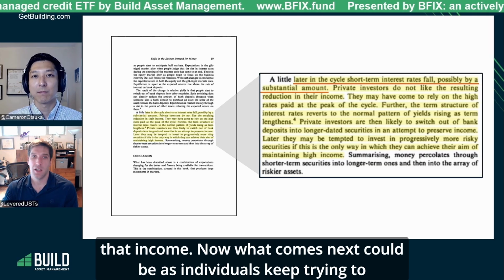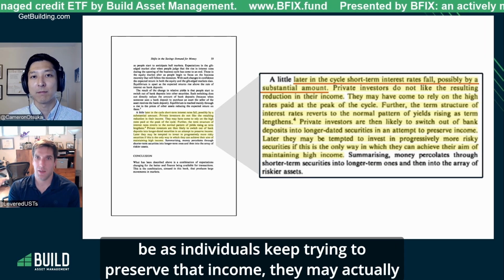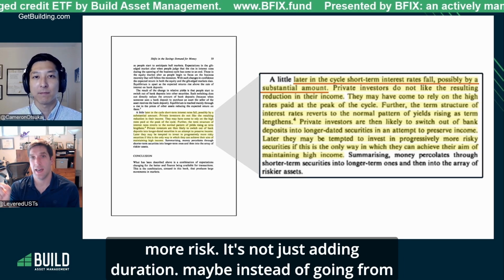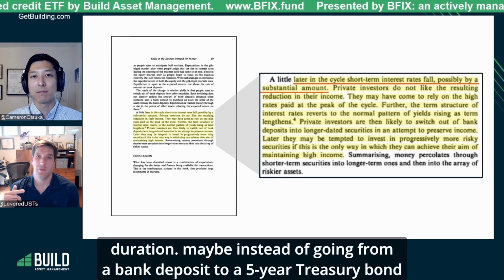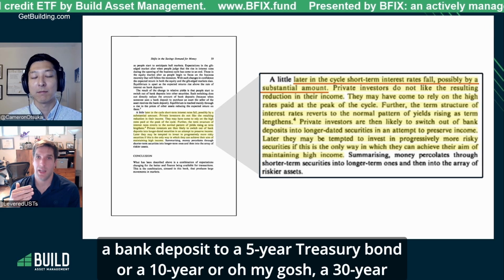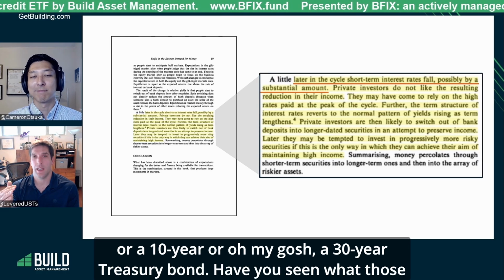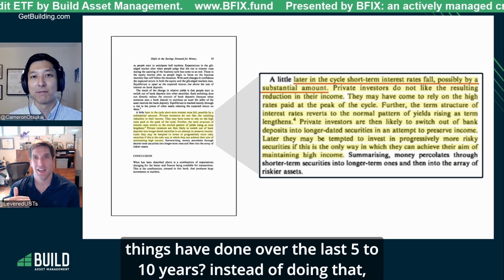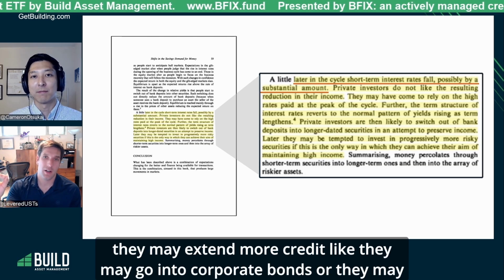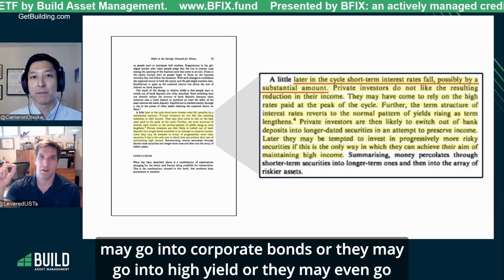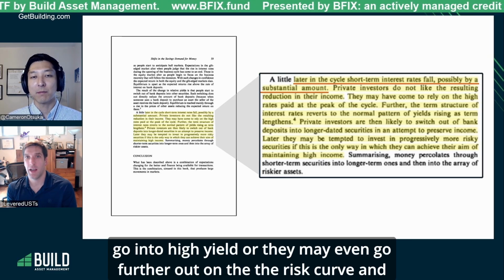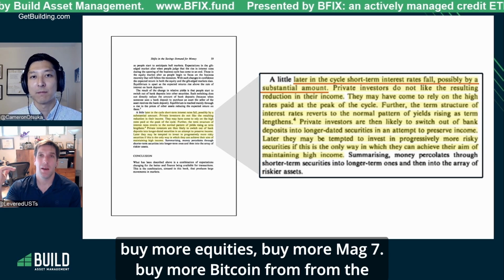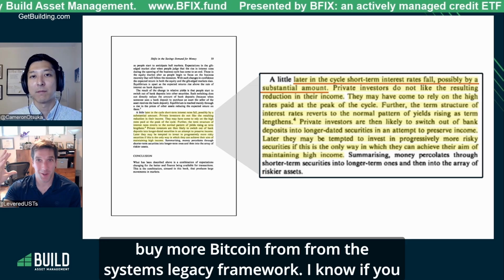Now, what comes next could be, as individuals keep trying to preserve that income, they may actually come to realize, hey, I need to take on more risk. It's not just adding duration. Maybe instead of going from a bank deposit to a 5 year treasury bond or a 10 year, or oh my gosh, a 30-year treasury bond. Have you seen what those things have done over the last 5 to 10 years? Instead of doing that, they may extend more credit, like they may go into corporate bonds, or they may go into high yield, or they may even go further out on the risk curve and buy more equities, buy more Mag 7, buy more Bitcoin.